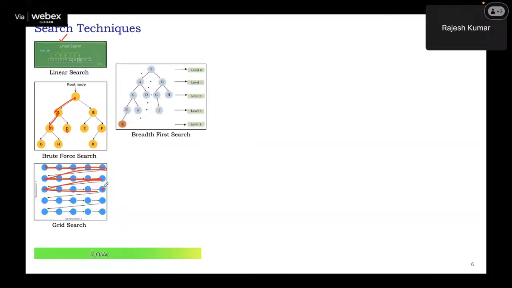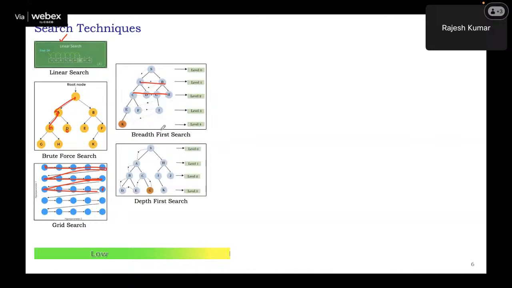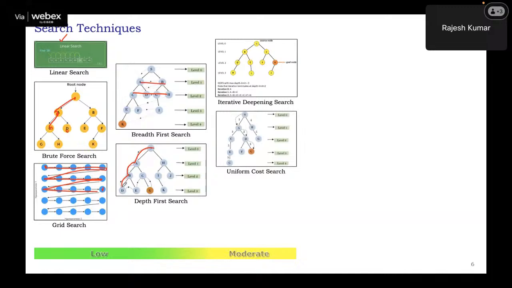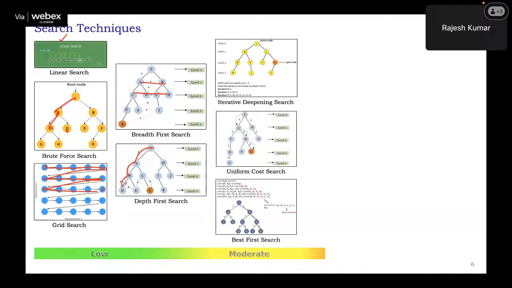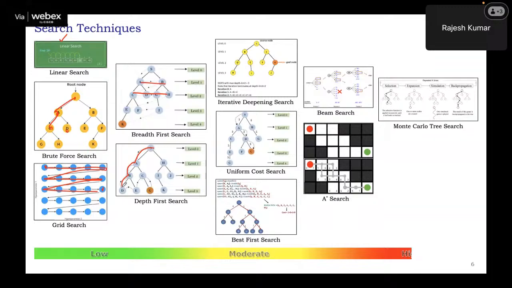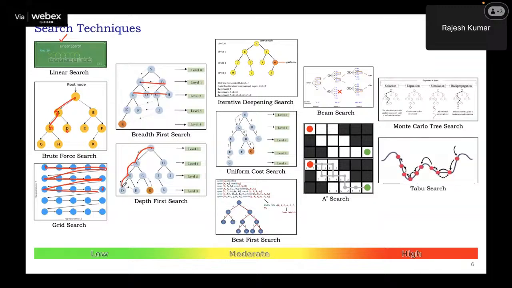Then a bit more complex is breadth first search, where you are searching along the breadth, along these points. Then we have depth first, which means first we go by the depth of the network, and then we search in the other zones. Then iterative deepening search, uniform cost search, best first search. These are the moderately complex algorithms. We go for beam search, then A star search, very popularly used in robotics, and then more on the random side, Monte Carlo, taboo search, and likewise.